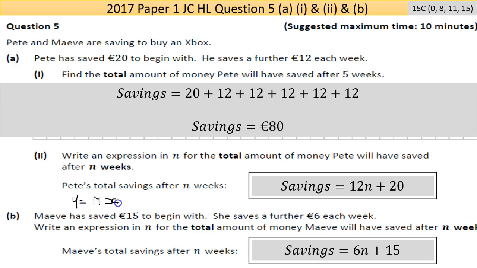Excuse the bad writing, this thing is hard enough to control. So your 15 is the c value. Your slope, your gradient, is the 6. So it's y equals 6 times x plus 15, using the notation we used before. So savings equals 6 times n, n being the number of weeks, plus the 15. So part two and part B are basically the same thing. Move on then now to the next part.